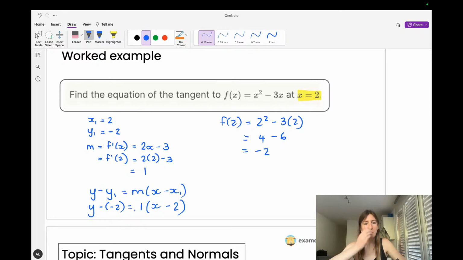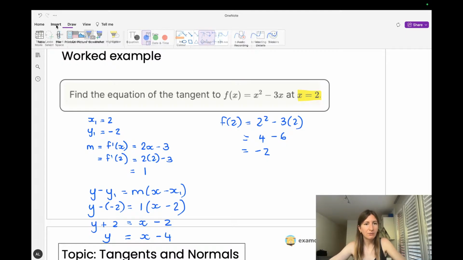And now we can multiply out and simplify. So that's y plus 2. 1 times x, just x. 1 times minus 2 is just minus 2. And finally, subtract 2 from both sides. So minus 2 gives us minus 4. And there we have the equation of our tangent.